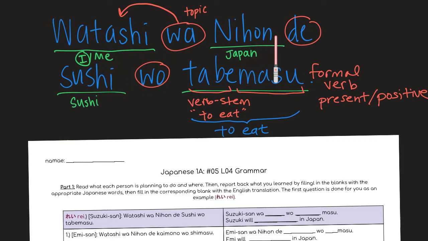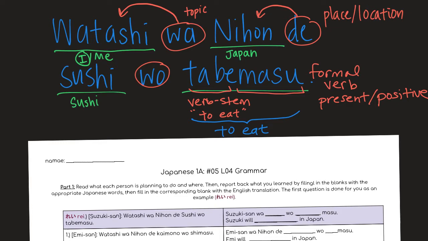Then we have nihon de. So nihon de tells us that nihon is our place. So particle de is for place and location. In this case, it has another purpose, like it tells us what our tool is, but in this case, it's just place or location. And we'll learn about its other uses later on in the course.